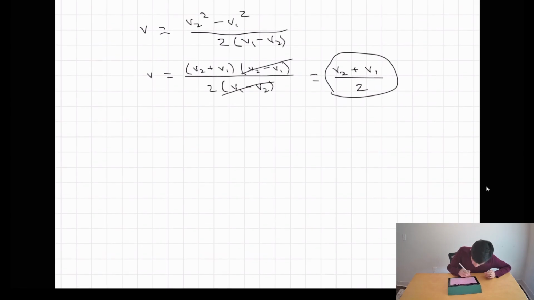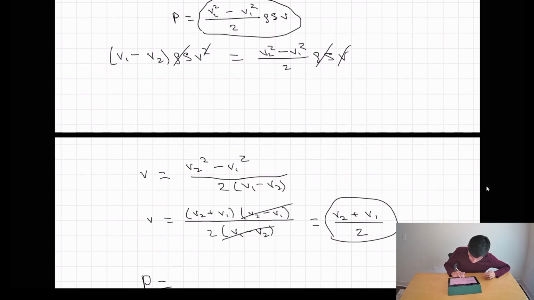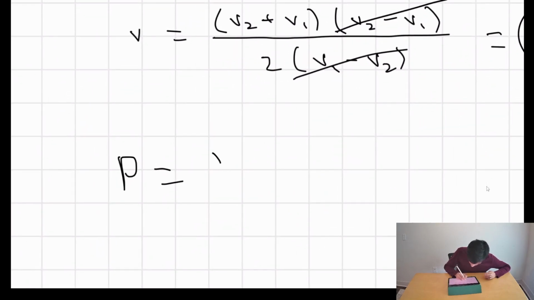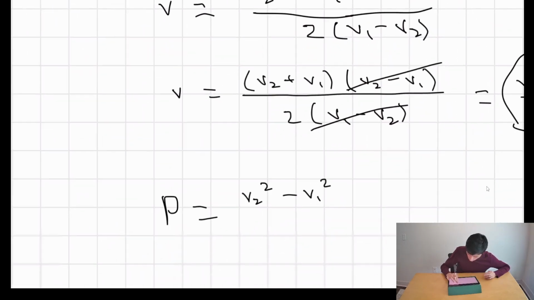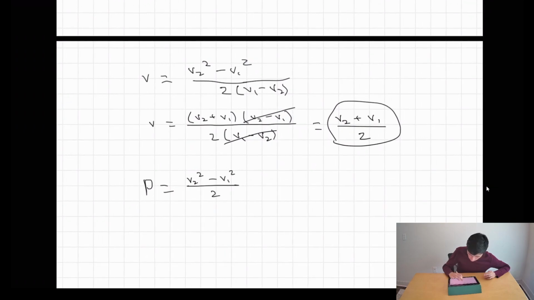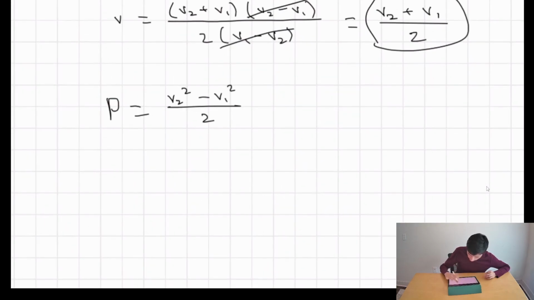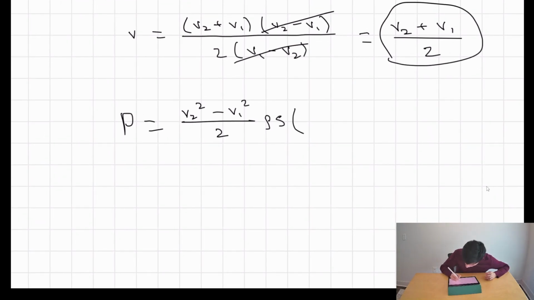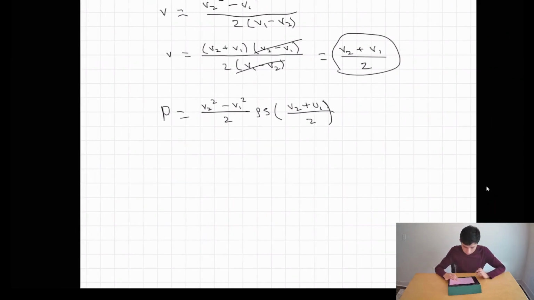So we're going to have our power equal to (V2 squared minus V1 squared) over 2 times rho S times V, which is going to be (V2 plus V1) over 2, right?